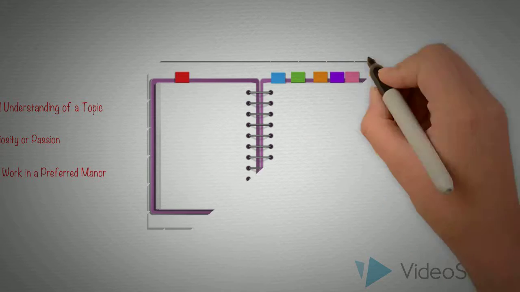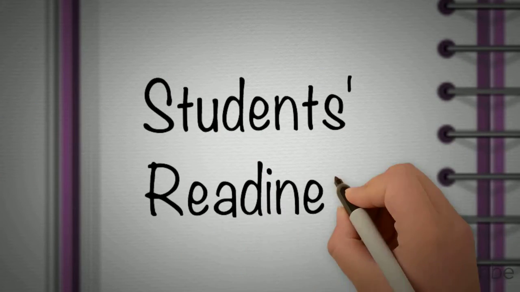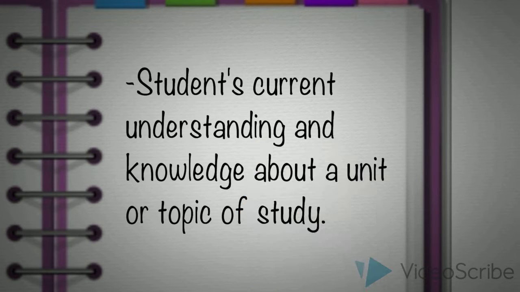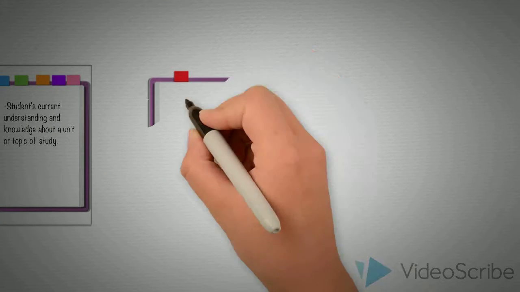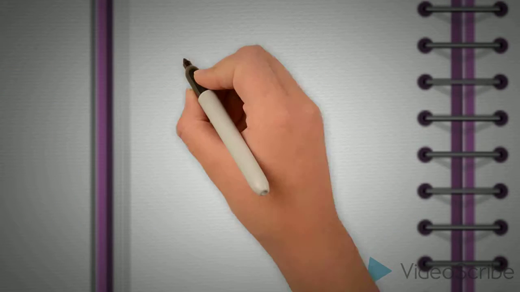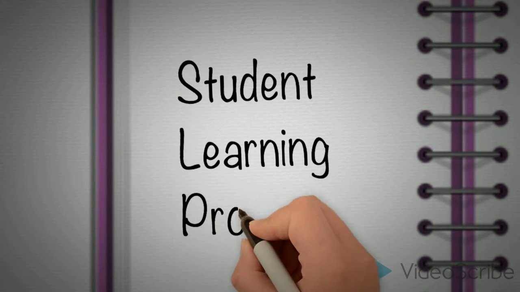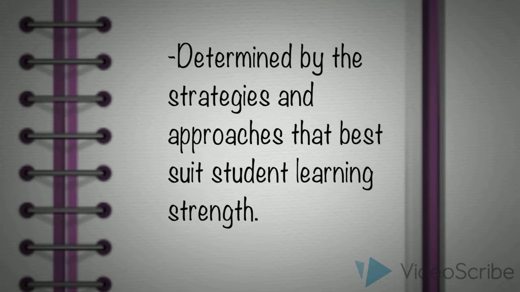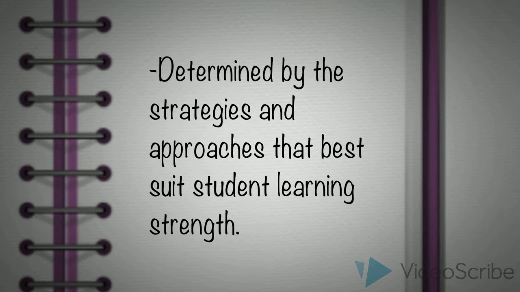Mr. Sharma was differentiating by his students' readiness. Readiness refers to a student's current understanding and knowledge about a unit or topic of study. Mrs. Holland was differentiating by learning style. A student's learning profile is determined by the strategies and approaches that best suit his or her learning strength.